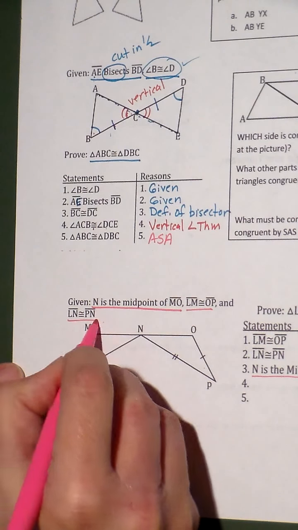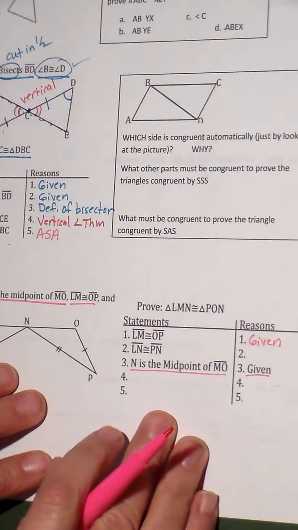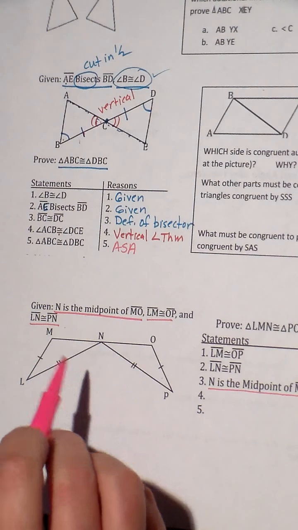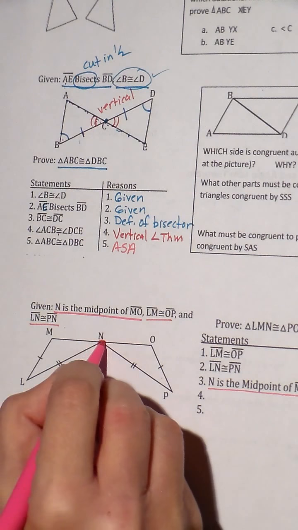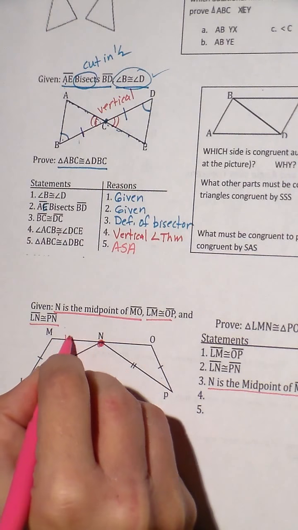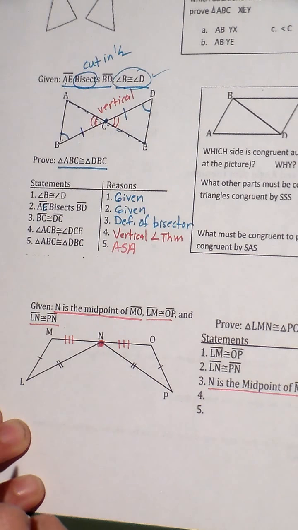Then you're also given that LN is congruent to PN. So you got three givens right in a row there. So let's look at what we can do with these givens. All right, you're given these sides, and then you have to kind of figure out, well, what else can I do? Well, what does it say about N? It says N is the midpoint. What does that mean? It's in the middle, which means what? MN has to be the same length as NO.